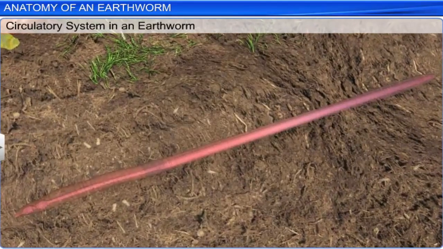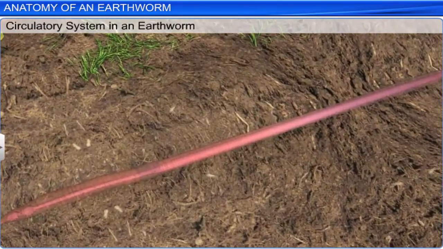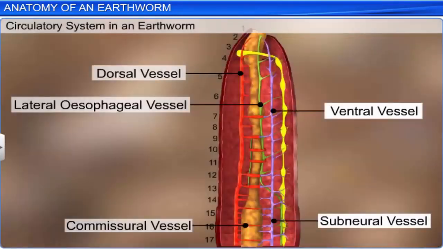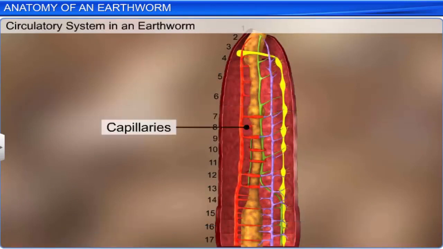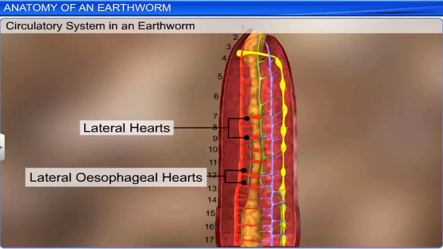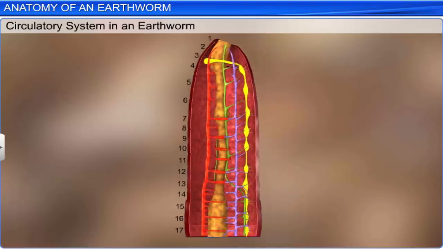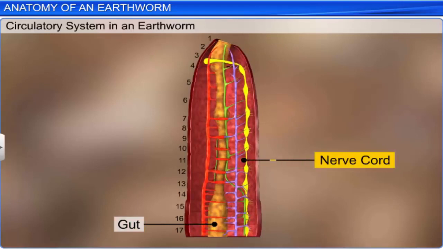The anatomical study also includes the closed circulatory system. This system consists of blood vessels, capillaries, and hearts. Small blood vessels supply blood to the gut, nerve cord, and body wall.